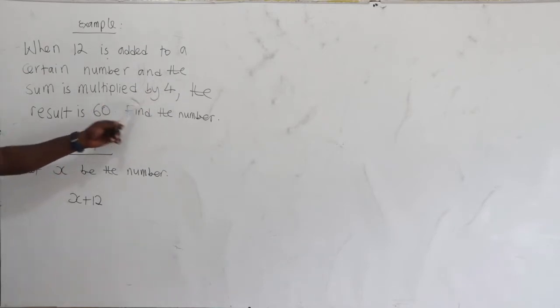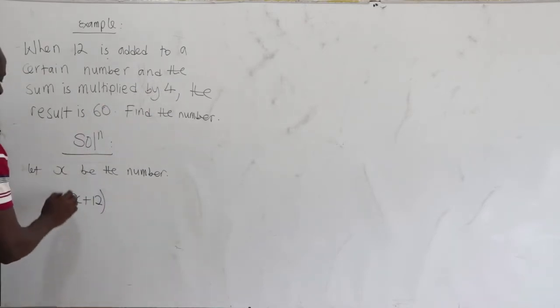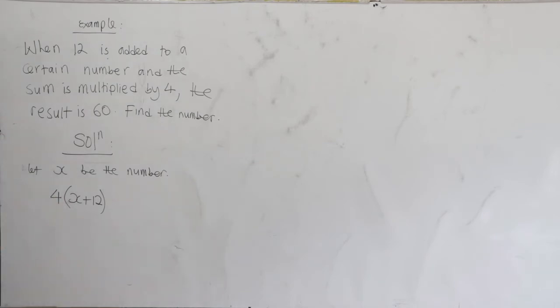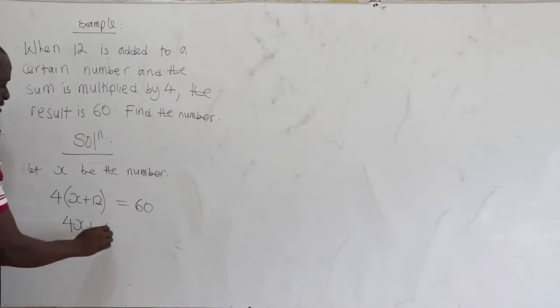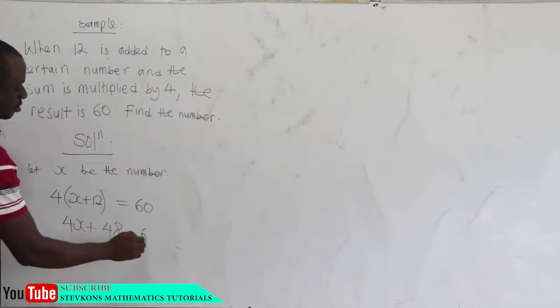And the sum is multiplied by 4. So this sum is multiplied by 4, and the result is 60, so this is equal to 60. The question is to find the number. What do we do from here? We use the distributive property to expand. 4 times x is 4x. Now 4 times 12 is 48, equal to 60.